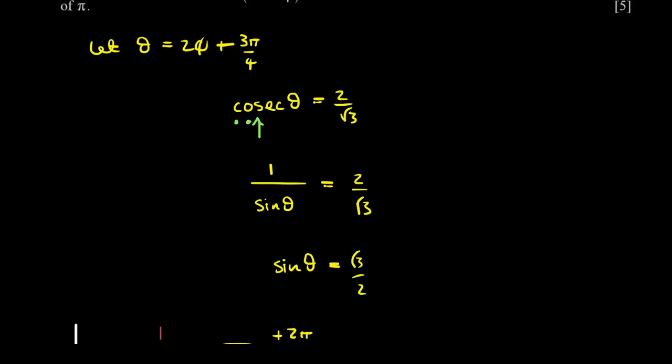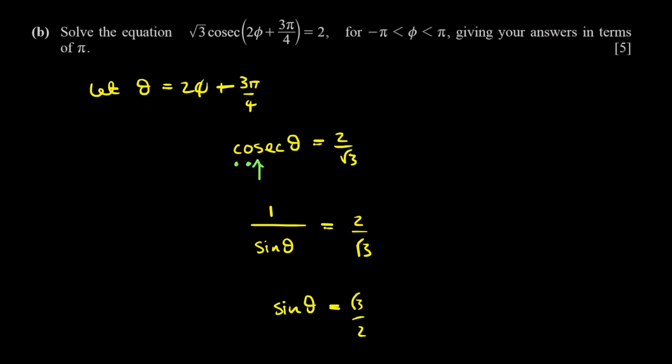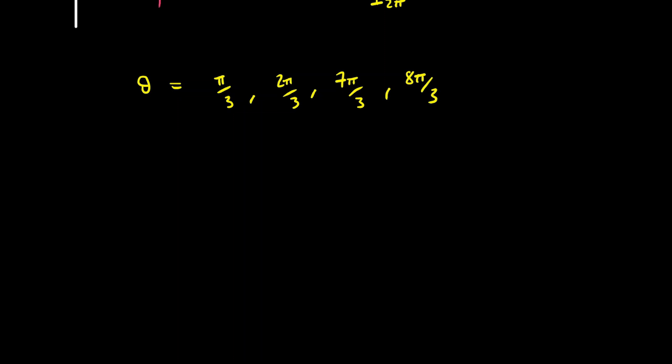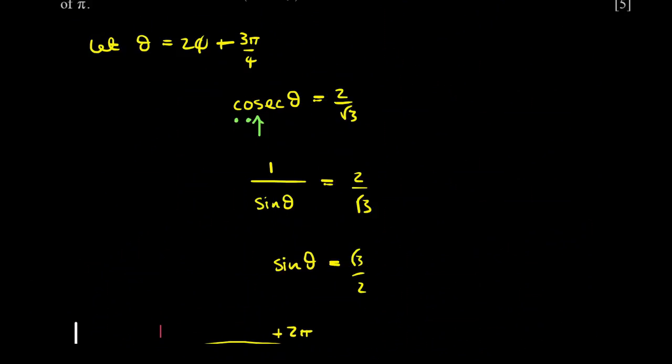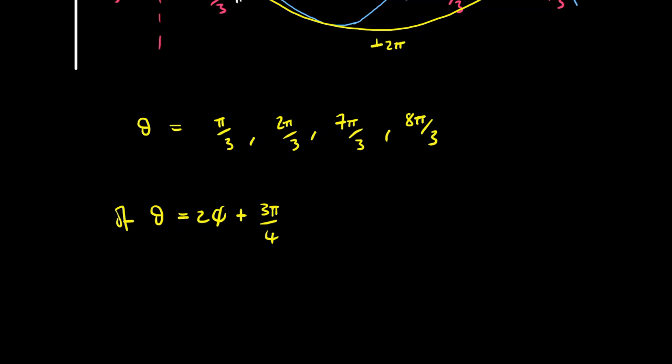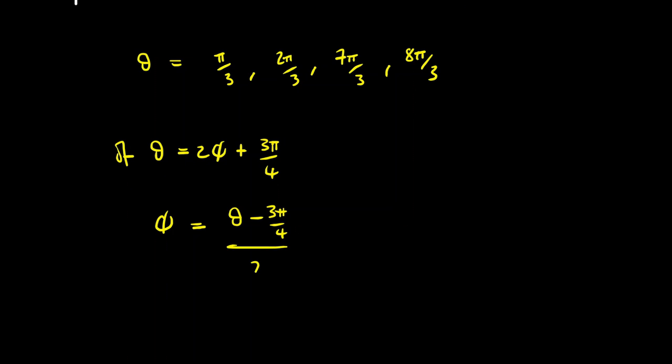Remember back earlier in the question, I said let theta equal 2 phi plus 3 pi upon 4. Well, now what we've got to do is go back. We've got to reverse that to find solutions for phi. So final step, if theta is equal to 2 phi minus 3 pi 4, was it minus? Let me double check, plus 3 pi upon 4, then phi is going to be equal to theta minus 3 pi upon 4, all divided through by 2.